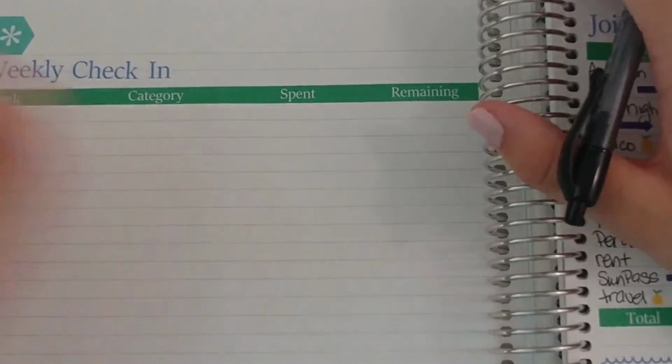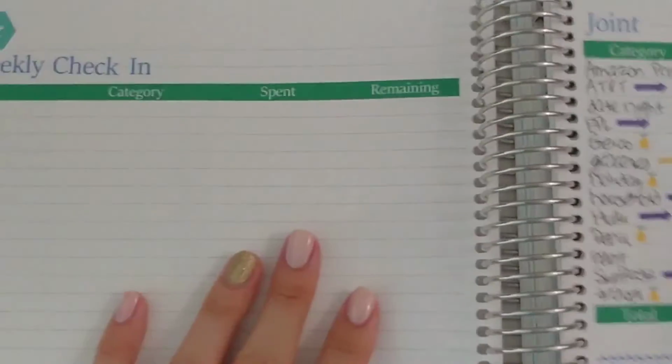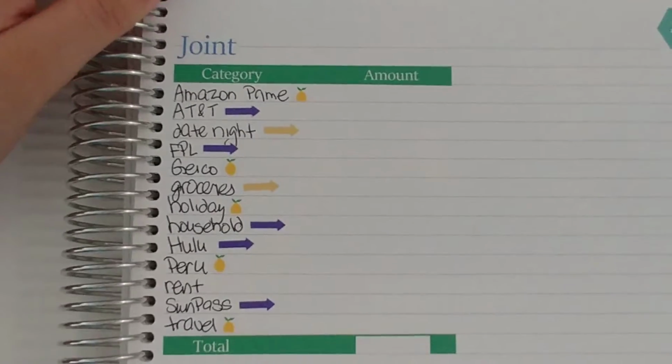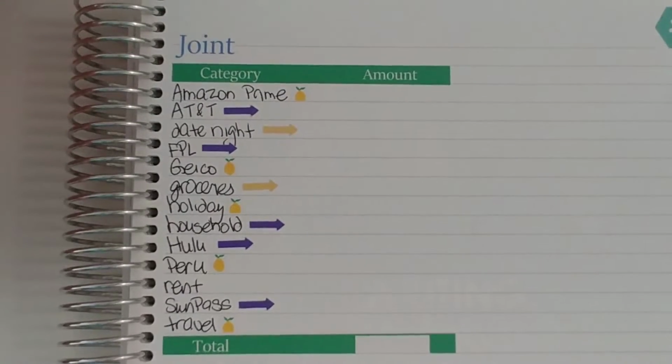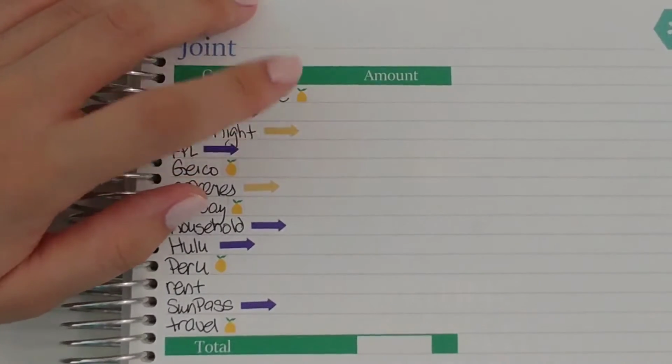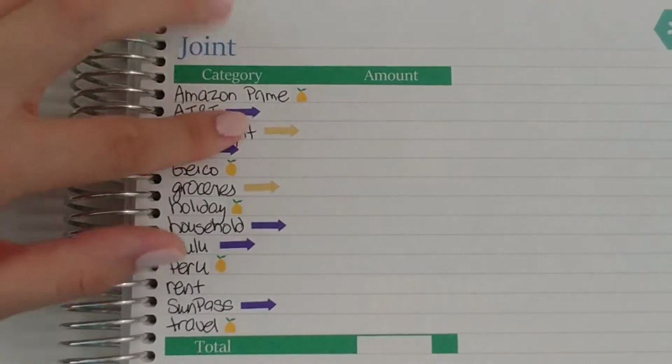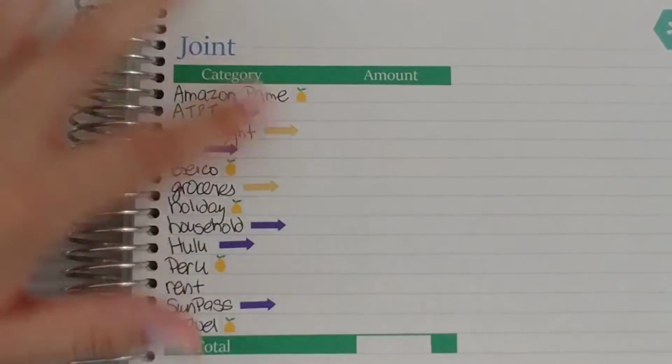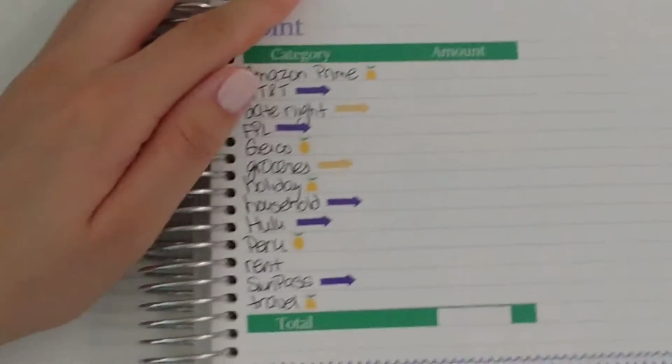This next page is my weekly check-in, and obviously I check in every week, so that one's not ready. And then this next category is our joint category. My boyfriend and I split expenses for some things, and that's what's marked here. So again, this lemon means it's cash envelope, and these arrows mean that we transfer them to our joint account.